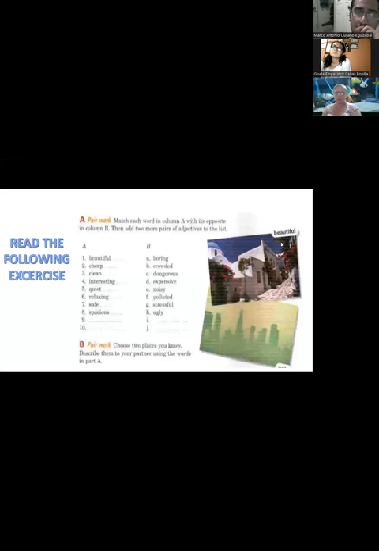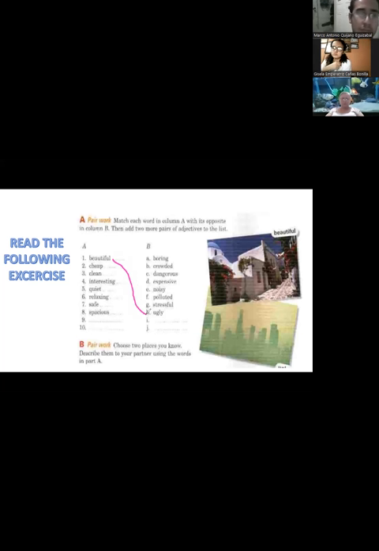Look at this. The first activity says to match each word in column A with its opposite in column B. Then add two more pairs of adjectives to the list. So we have two lines of adjectives. We had to match the adjective and its opposite. I will help you with the first one. By the way, you will help me too. We have beautiful. What's the opposite of beautiful? Ugly. Okay, so in that case, beautiful, the opposite would be ugly.